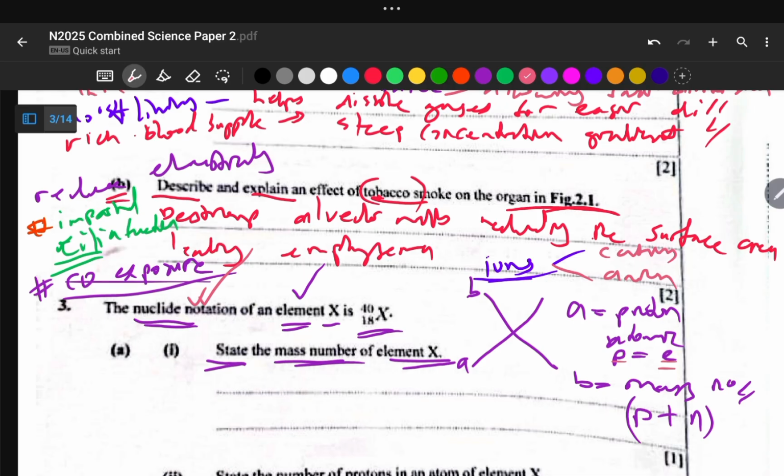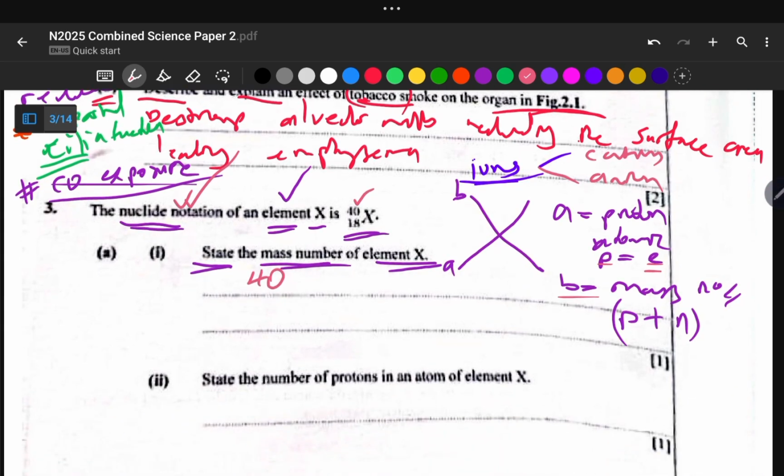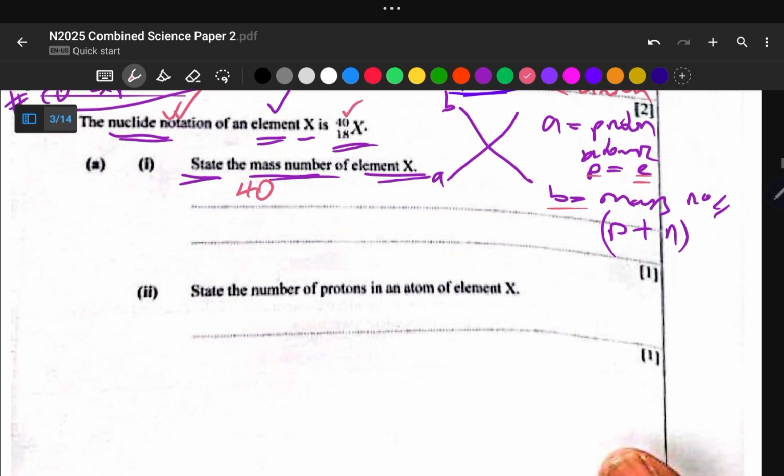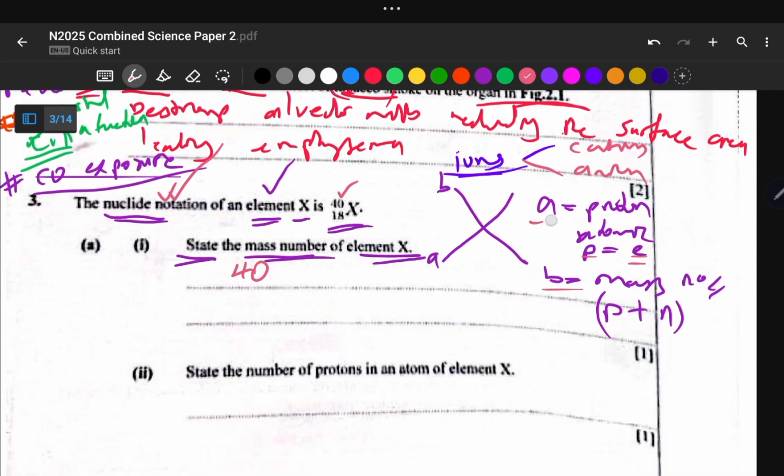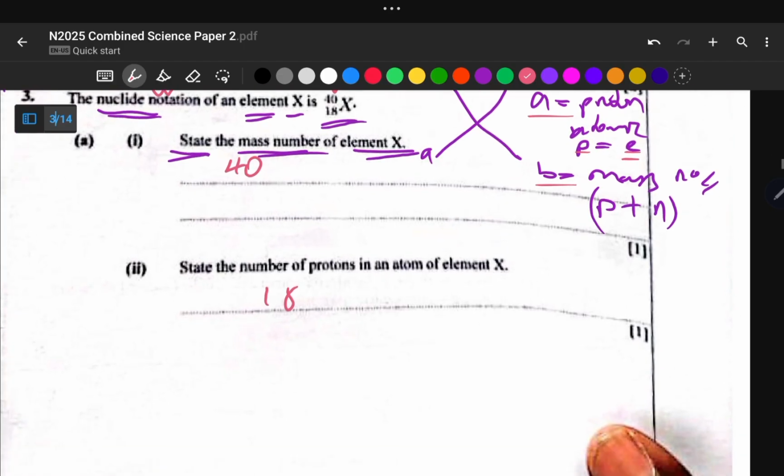All right, state the mass number. We said B is the mass number, meaning to say 40, right? So we are simply going to say 40 here. Are we together? And then we now move on to the next part. So the next part says, state the number of protons in an atom of element X. So we said A is the proton number or atomic number. So A is equal to 18, right? So A is equal to 18. Are we together, guys? And then we now move on to the next part.